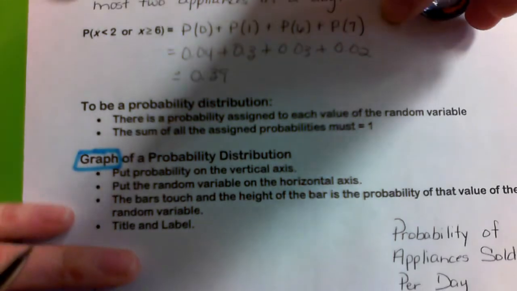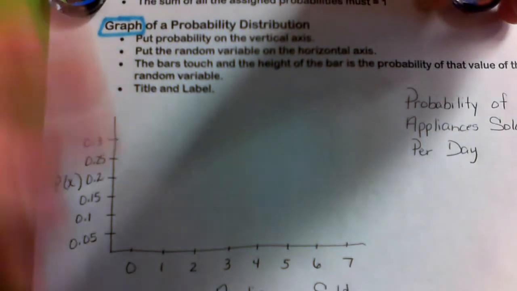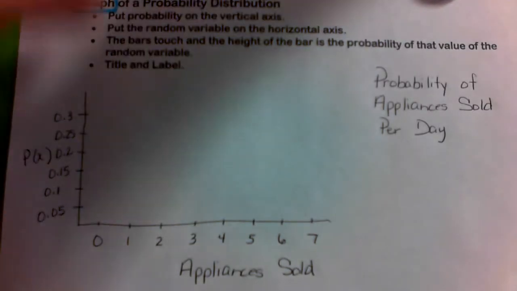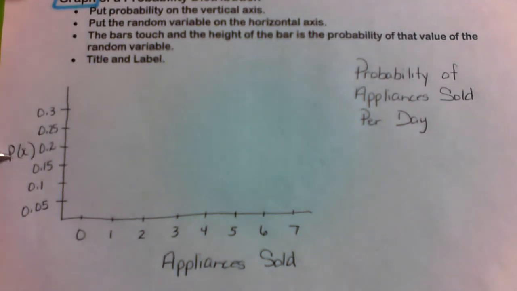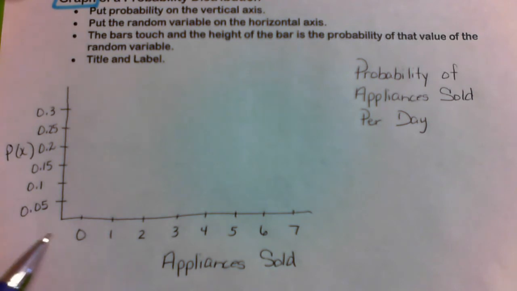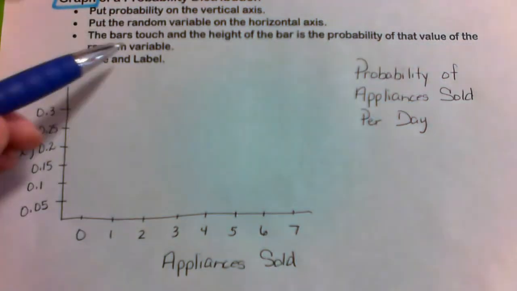Now, you will also at times be asked to graph a probability distribution. Okay, so it says put the probability on the vertical axis. Let me get this all the way up so you can see everything. Okay, so here's my probability, the probability of X, that's on my vertical axis. Put the random variable on the horizontal axis. So in this particular case, our random variable is 0 appliances sold all the way up to 7 appliances sold. And notice I labeled my horizontal axis. The bars touch, and the height of the bars is the probability of that value of the random variable.